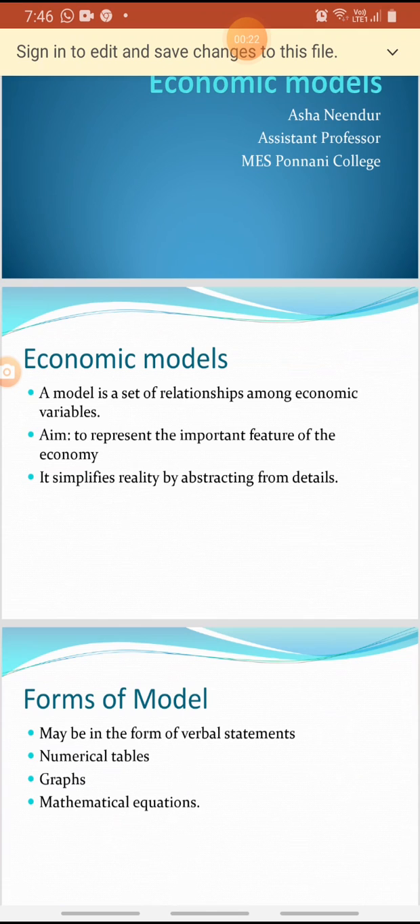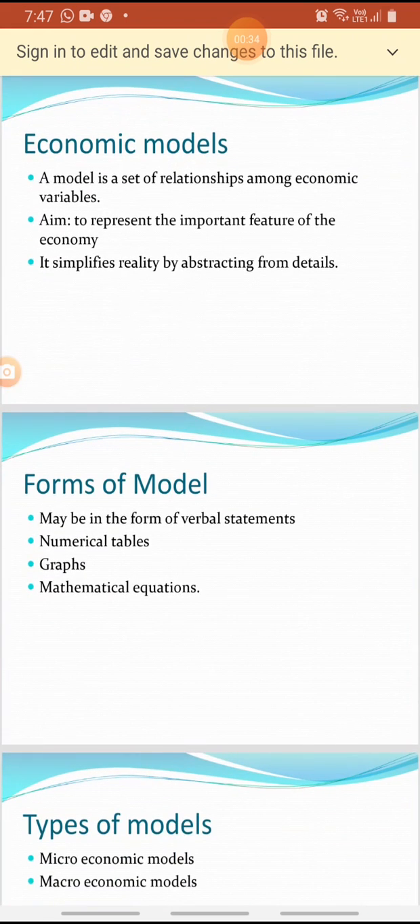Models help us to study the features or characteristics of an economy. It simplifies reality by abstracting from the details. What are the forms of a model? There are four forms of model representation. One, in the form of verbal statements; second, numerical tables; third, graphs; fourth, in the form of mathematical equations.